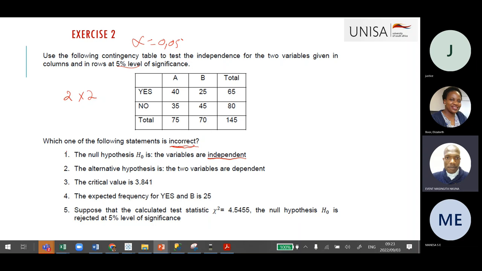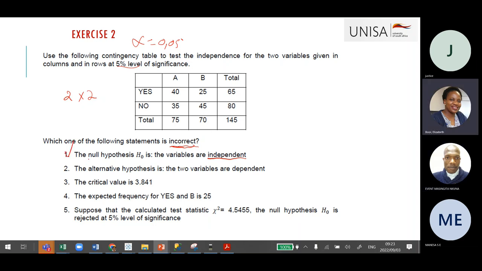That's correct. Alternative, if the first one was correct, therefore it means the second one will also be correct. Number two, they say you need to find the critical value. Since we're doing a 2x2, we can find our critical value by using alpha and the degrees of freedom.